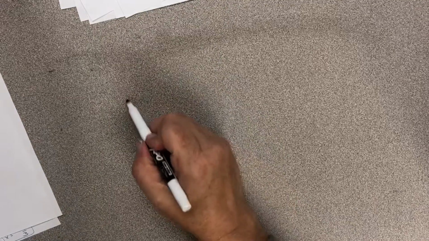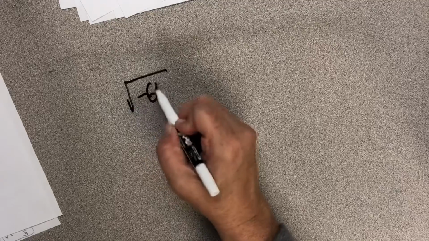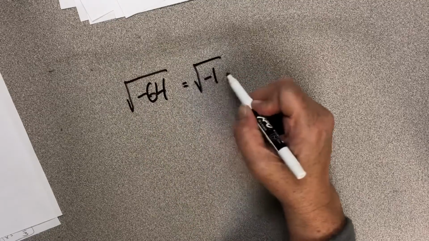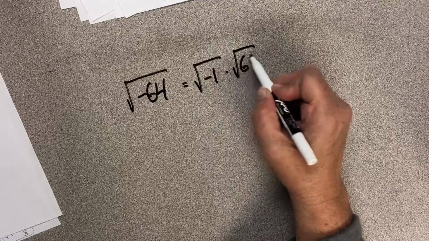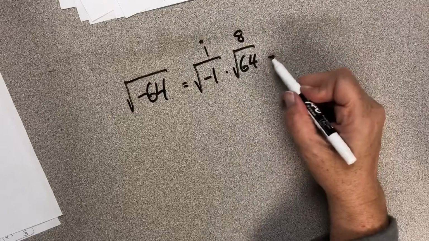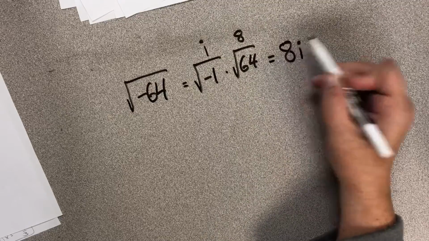And finally, for the last ones that talk about simplifying square roots, the first one you have is the square root of negative 64. That equals the square root of negative 1 times the square root of 64. This is i, and this is 8, so our answer is 8i.